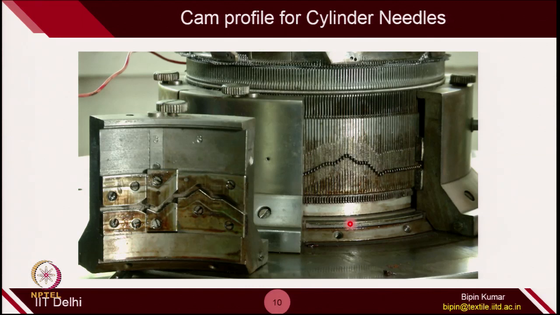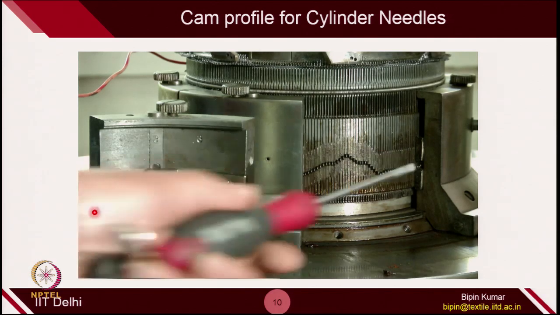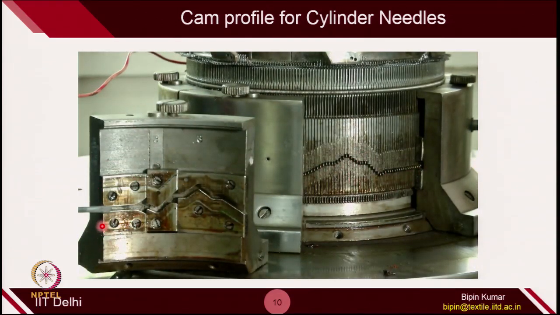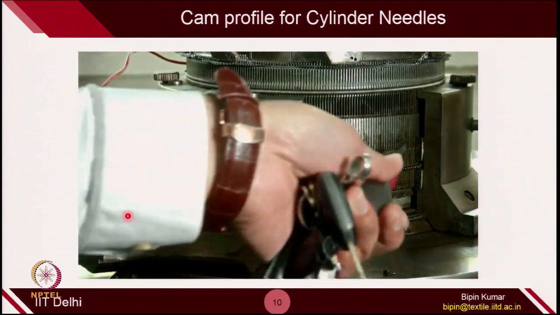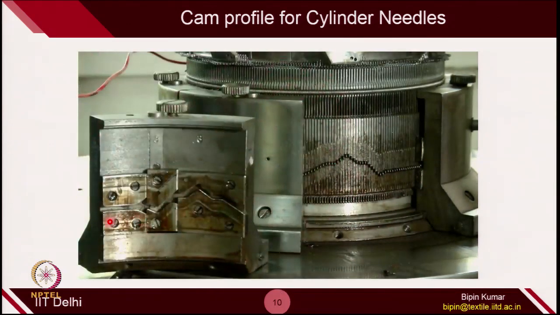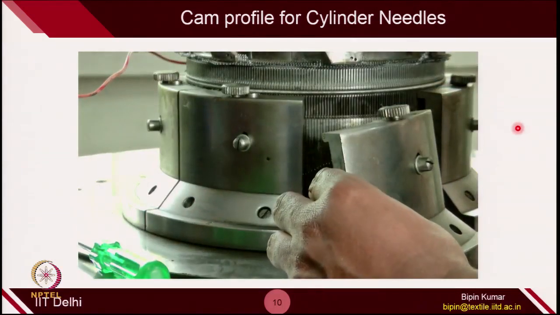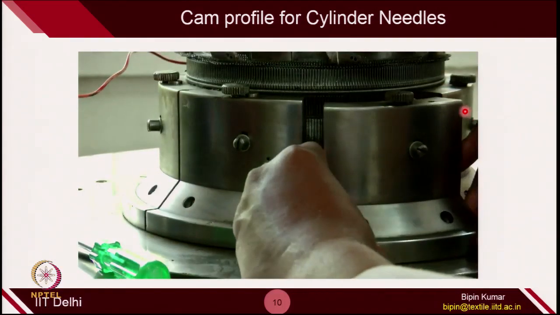So, you can see here I opened one of the cam box and you can follow the track. Here these are the needle butts. The moment the needle butt is interacting with this cam track, it is forced to follow the reciprocating movement. The needle butt actually enters from here and then it has to rise. You can also fix this particular cam box on the machine. This is how the cams are located along the circumference for the cylinder bed.